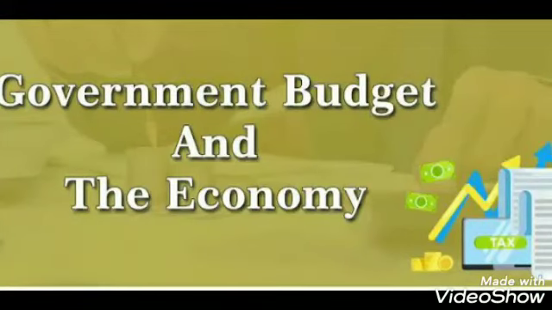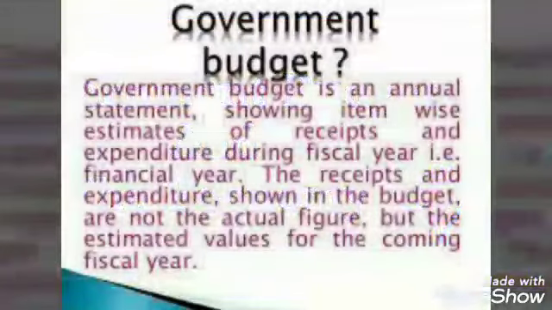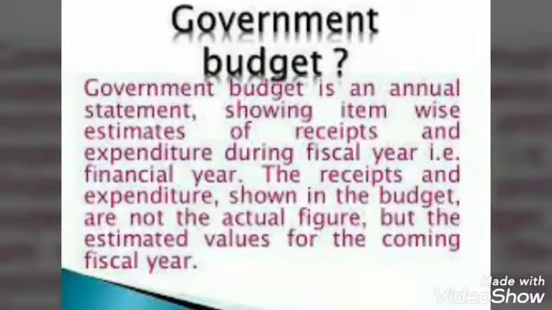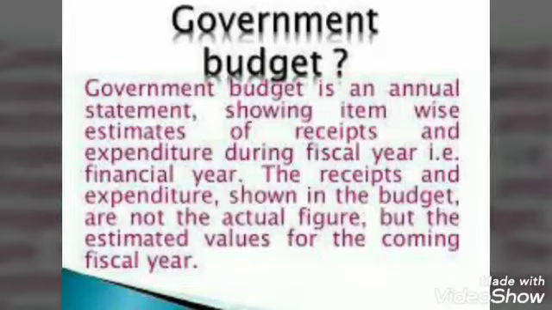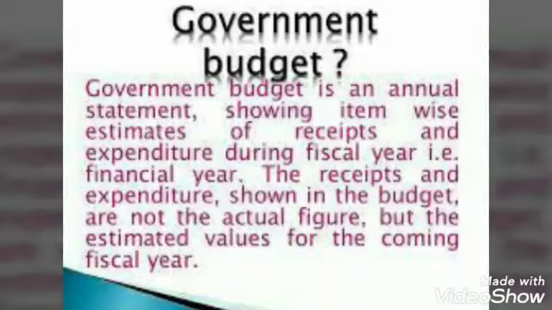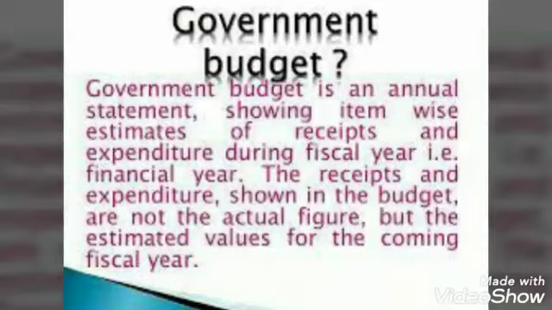But if we talk about a government budget, well, children, government budget is the annual statement showing expected receipts and expected expenditure of the government for the financial year. And do you know that every year on 1st of February, the finance minister of a country presents the annual budget of the government. And when this budget is being presented, then it unfolds two things.